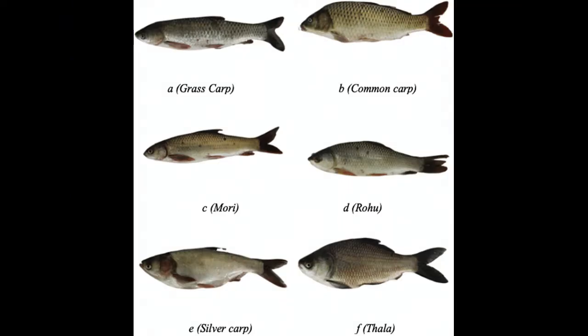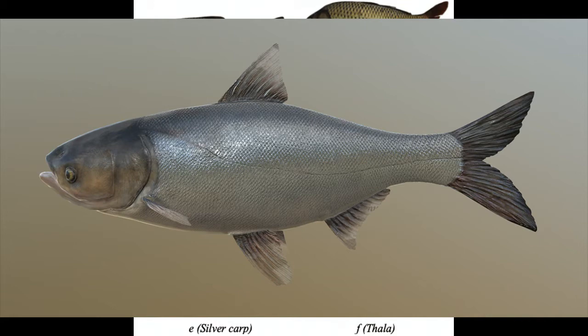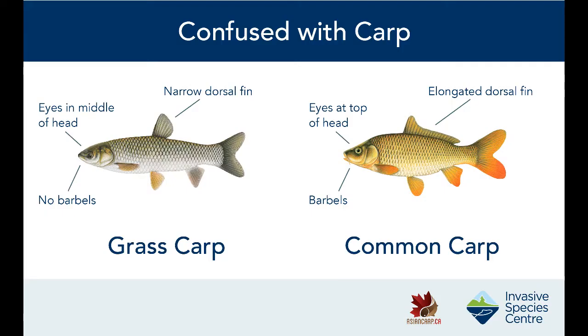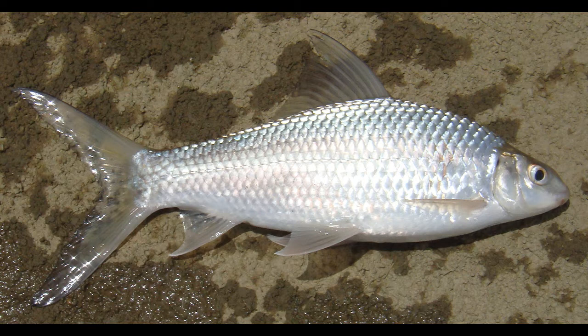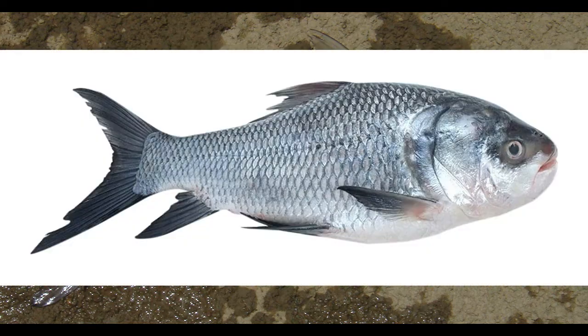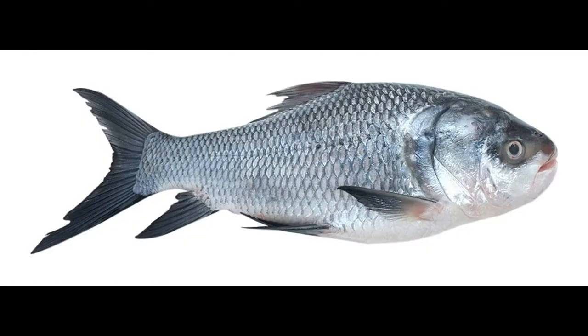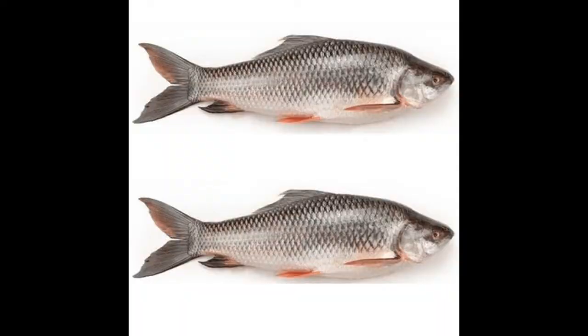This means all types of carp fish, such as silver carp, grass carp, common carp, mori, thela and rohu, can be brought up together in the same pond.